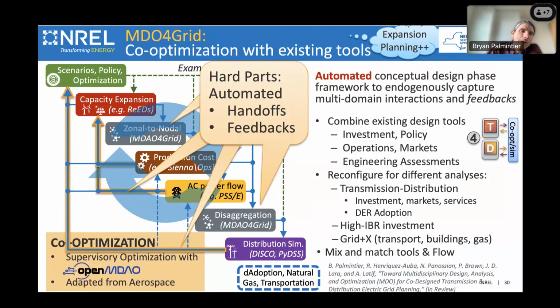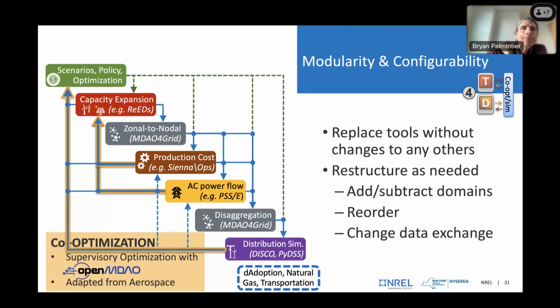Of course, the hard part is automating the handoffs and the feedbacks. What happens if your distribution simulation shows one thing? How do you update the capacity expansion model? It's something we're working on right now in partnership with NYSERDA. Lots of advantages here. You can trade out the tools and not have to change anything else.